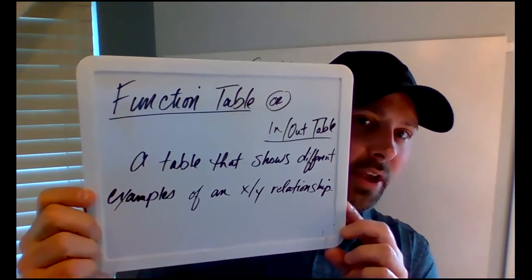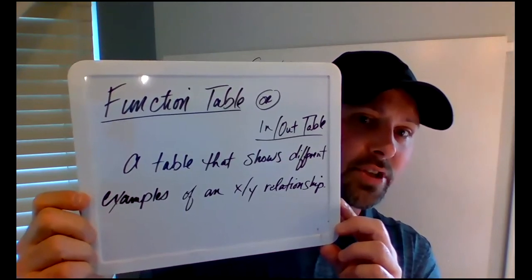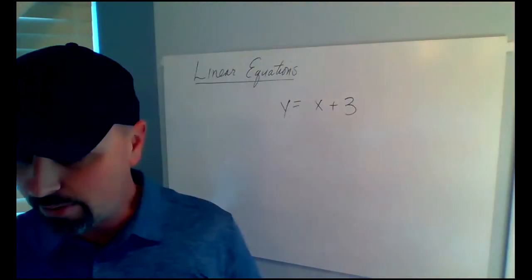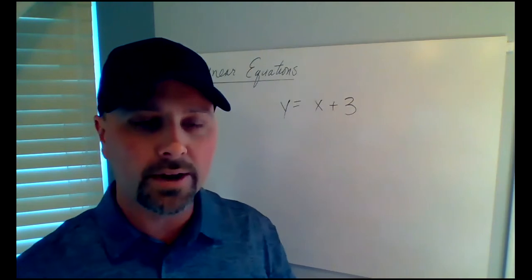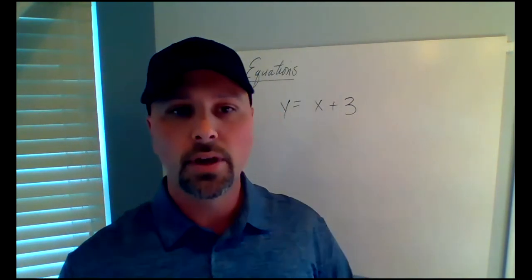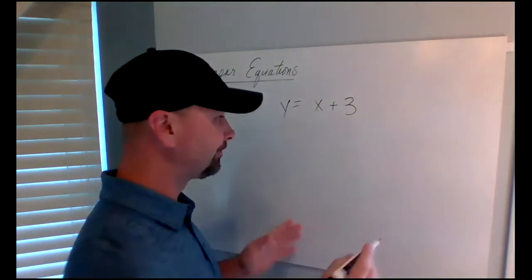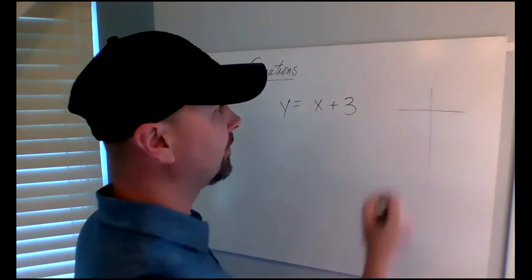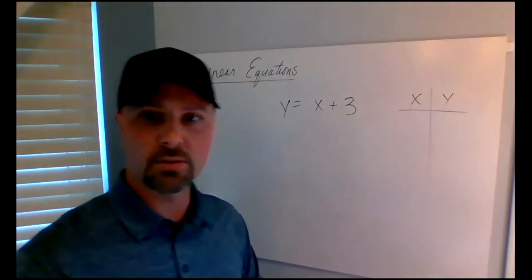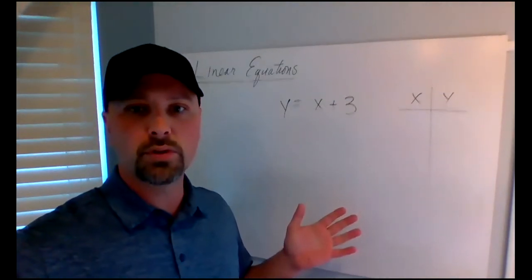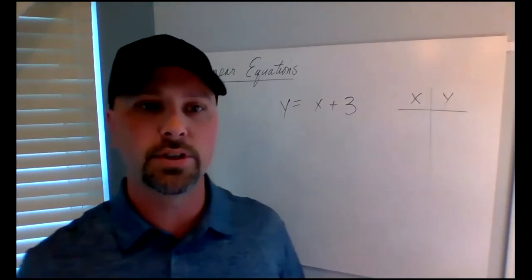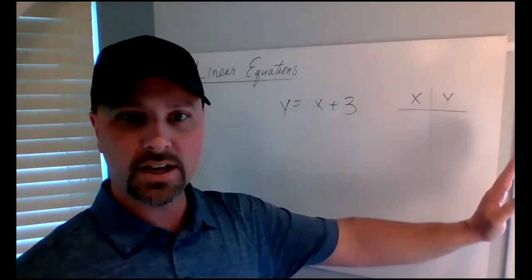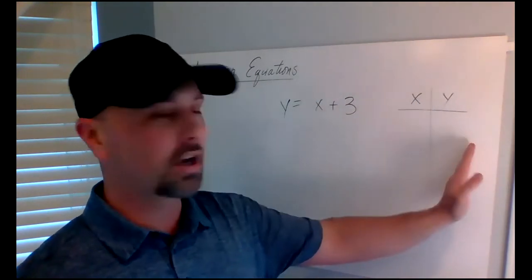A function table or an in and out table is a table that shows different examples of an XY relationship, okay? Now maybe that doesn't have a whole lot of meaning right now, but going back to my example, if I wanted to make an in-out table, basically, kind of make like this T-chart, T-table. X always comes before Y. And really what we're doing when we make one of these tables is we're coming up with different examples, okay? So it goes in one way and then it goes through the formula or through the equation and comes out.